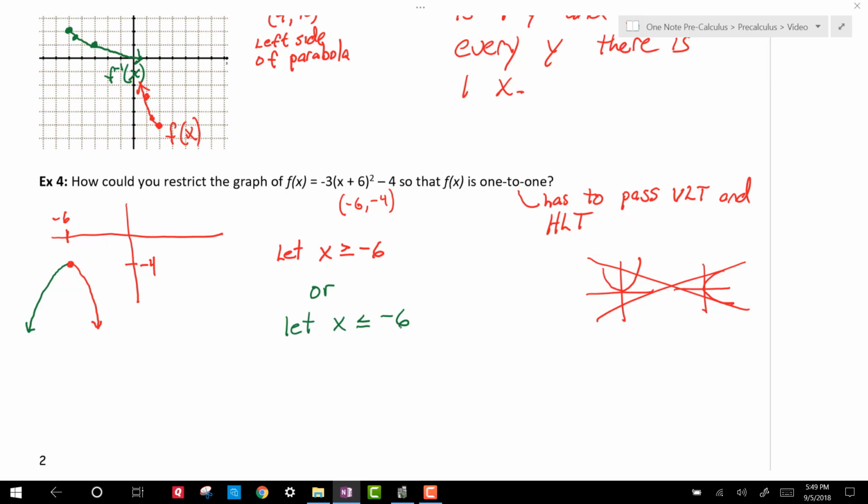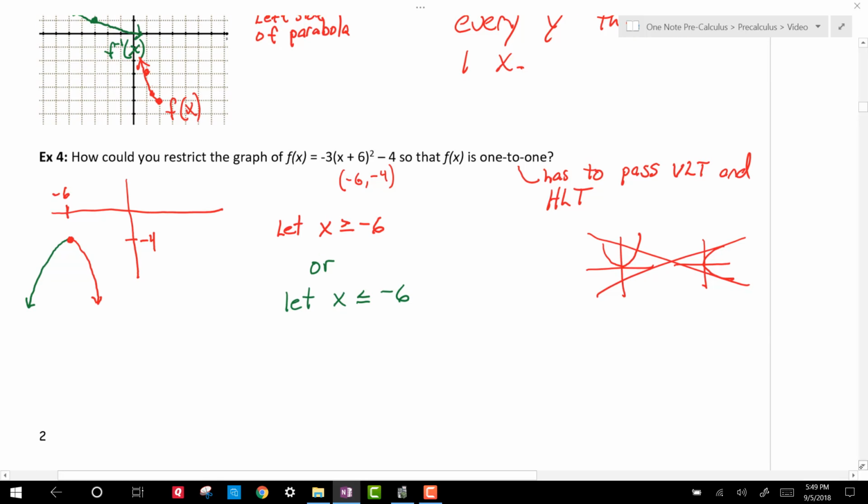Oh, looks like we got some more here. I think, let me see here. Let's take a look here. Now we'll just finish up this lesson. I thought we were done here.